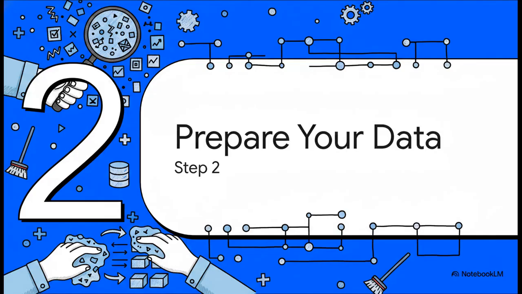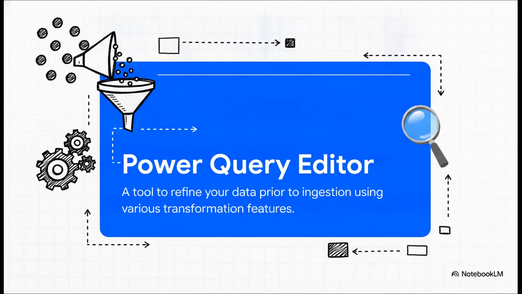Moving right along to step 2, prepare your data. Okay, so before your data can actually tell you a true story, it has to be clean. Enter the Power Query Editor. You should really think of this as the primary engine room for your project. Before you ingest any of that data we just gathered in step 1, you're going to use Power Query's robust transformation tools to carefully refine those raw materials. We all know the old saying, right? Bad data in means bad insights out. So rolling up our sleeves and getting this step right is absolutely critical.